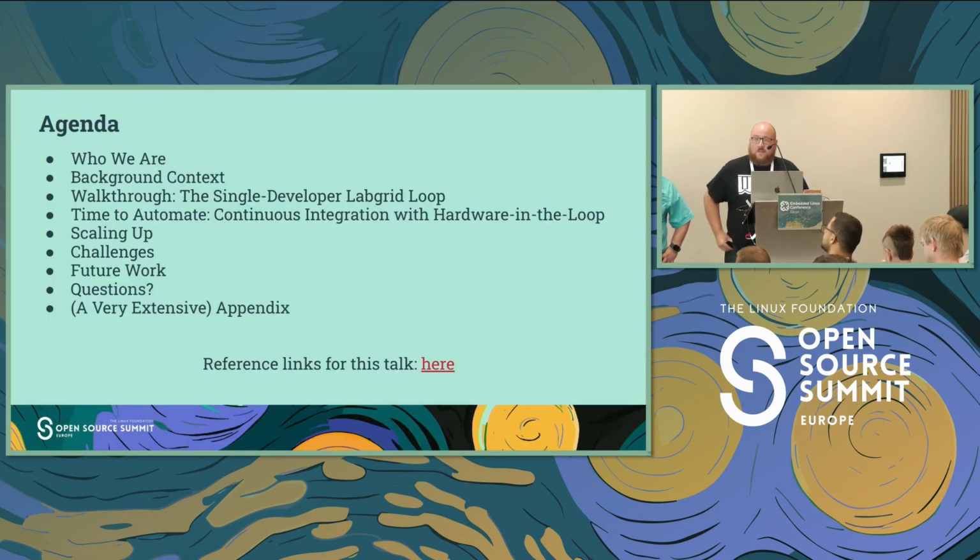So a quick agenda for the talk. We're going to go over who we are. We're going to give some background context on how this all came together. I'm going to walk you through what I call the single developer Labgrid loop, which I really hope will encourage you to make use of Labgrid in your day-to-day. Tim's going to talk about automating and scaling up. We're going to go through some challenges we ran into putting this talk together, and then talk about future work.